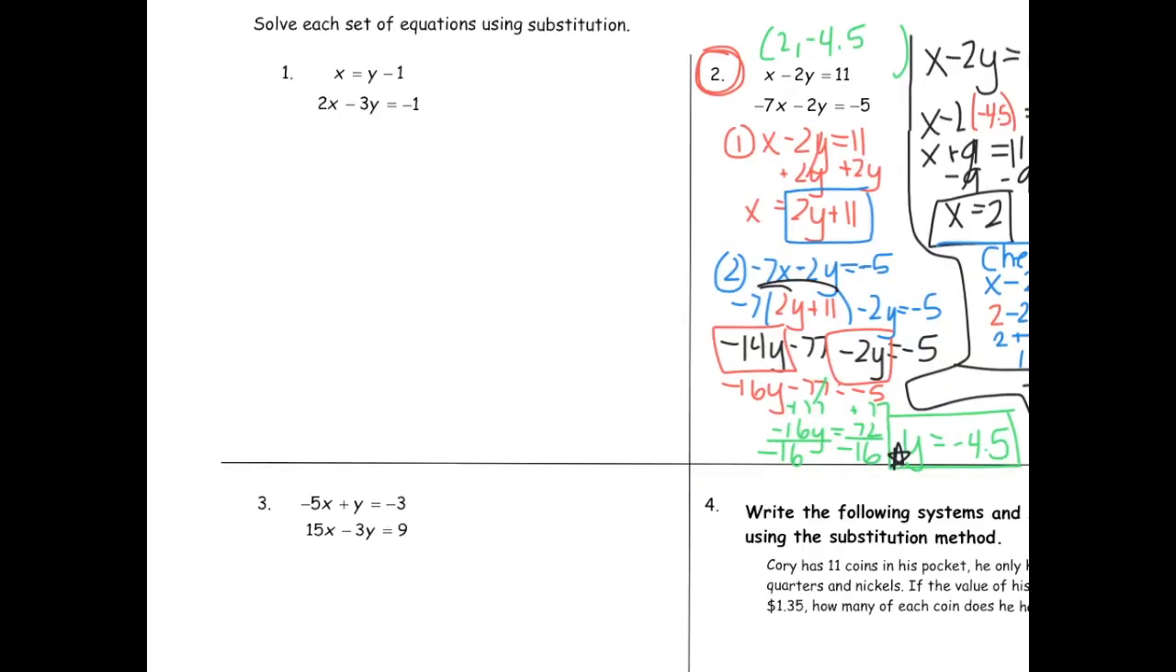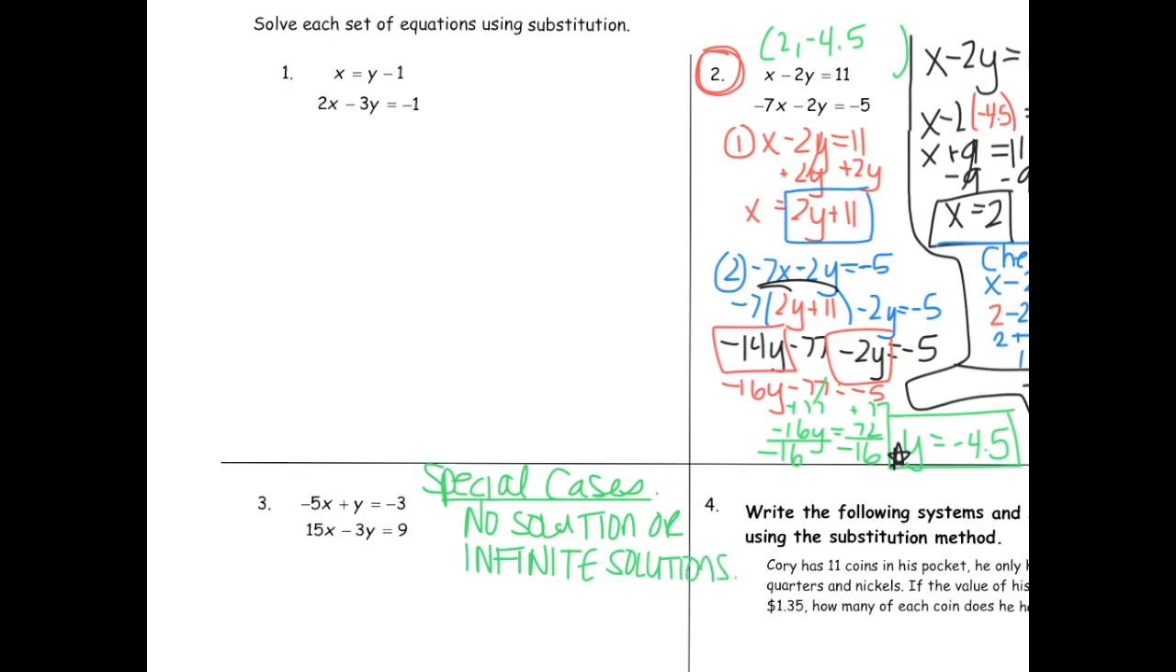Okay, so if you can do number 2, you should certainly be able to do number 1 on your own. And number 3 is going to be one of our special cases. So that means number 3 is either going to be no solution or infinite solutions. So I want you guys to figure that out on your own. I want to see tomorrow who's got it. All right, and then for number 4, I'll help you out with this one. This is a little bit of a review.